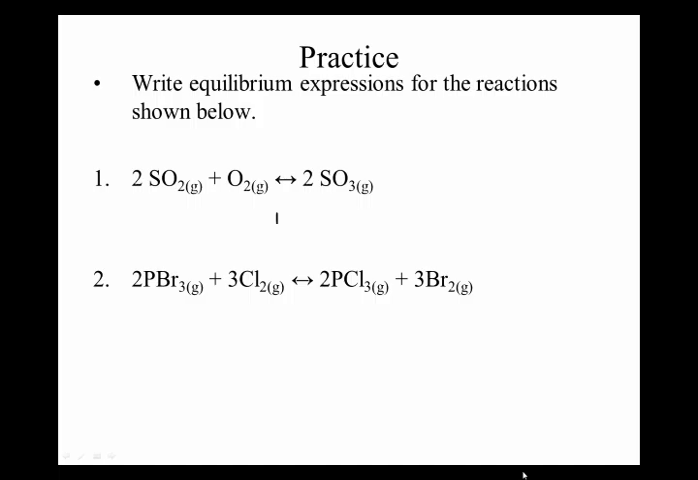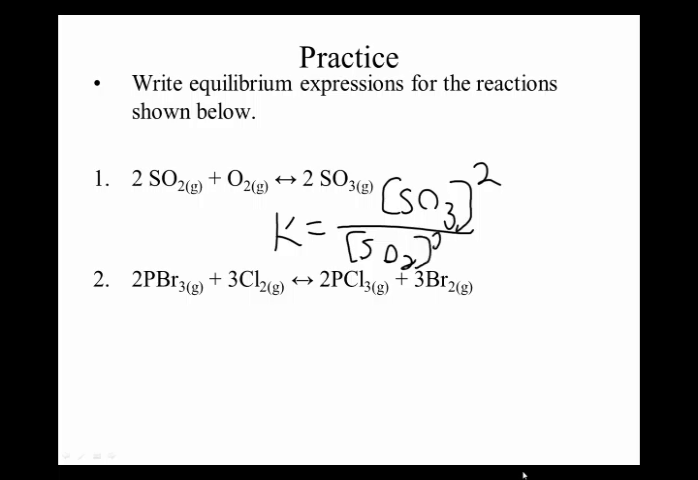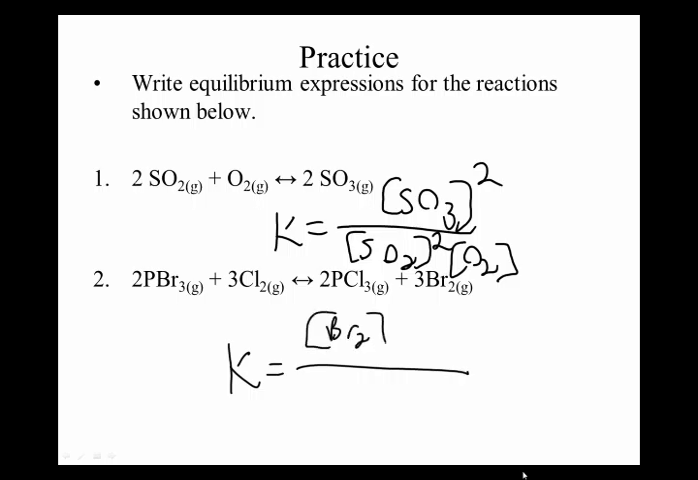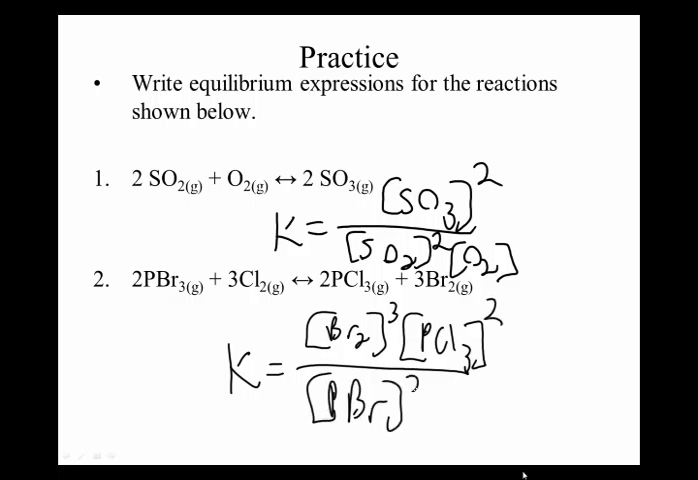K is going to equal, so it's products, SO3 squared over SO2 squared times O2 raised to the 1. Down here, it's going to be Br2 cubed times PCl3 squared over PBr3 squared Cl2 cubed. There it is. Oh, my 3 didn't really come out. There we go. I think I got it right.